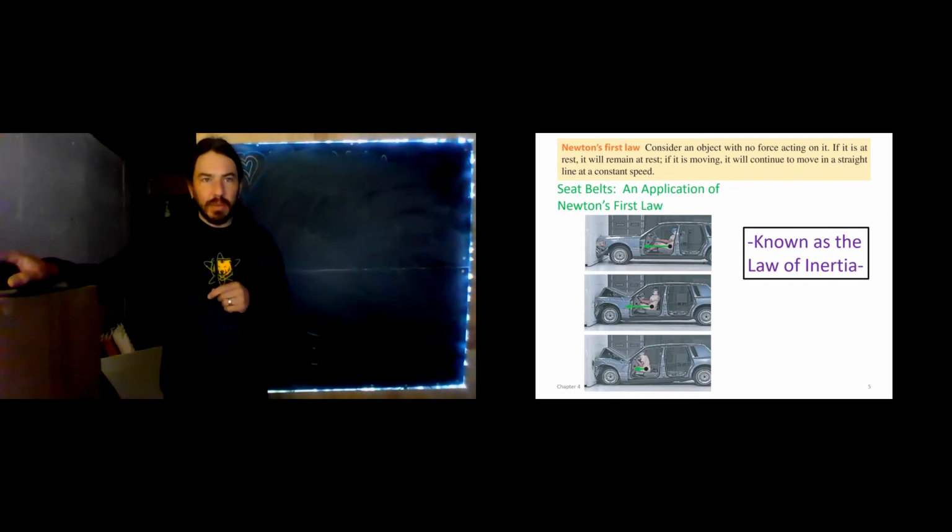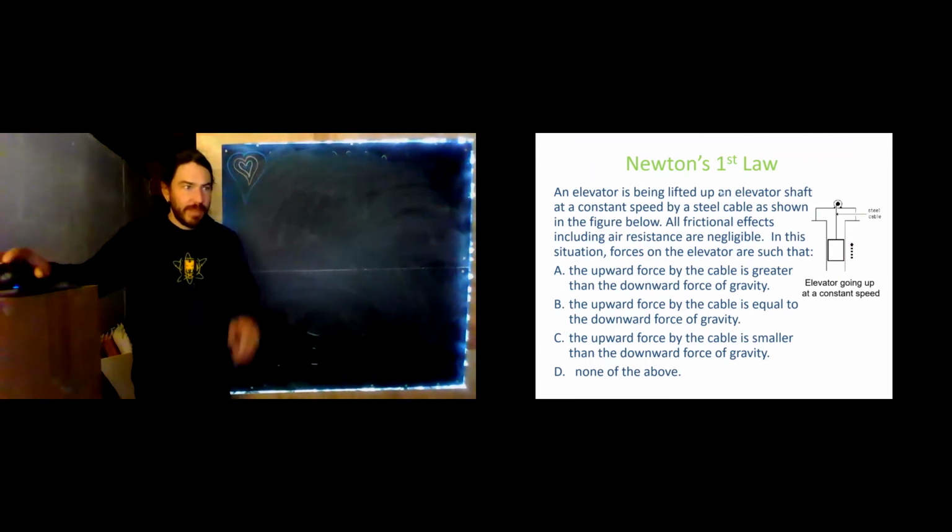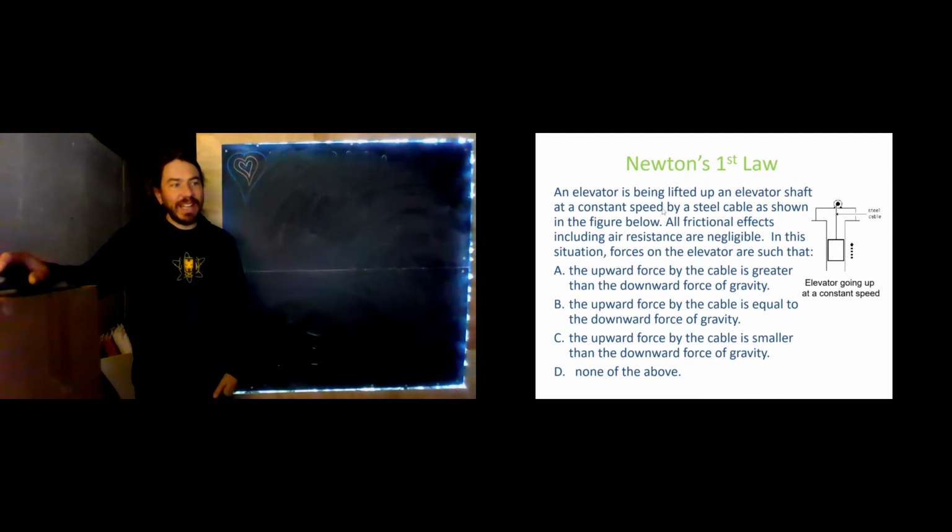Let's do a real quick example. Okay, there's a lot of words here. That's all right. We'll take them one at a time. An elevator is being lifted up an elevator shaft at a constant speed by a steel cable as shown in the figure below. It's not below, it's to the right. I'm talking about this figure right here. All frictional effects, including air resistance, are negligible. Negligible means we don't need to account for them. So there's no friction and no air resistance.